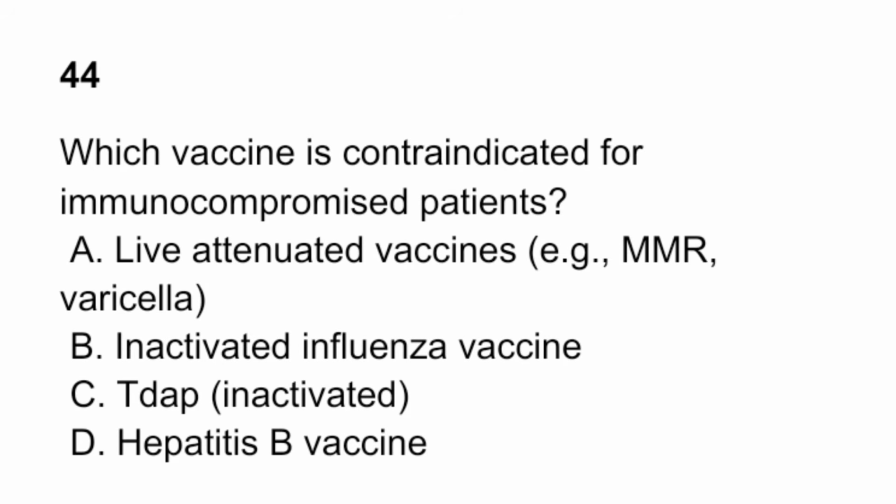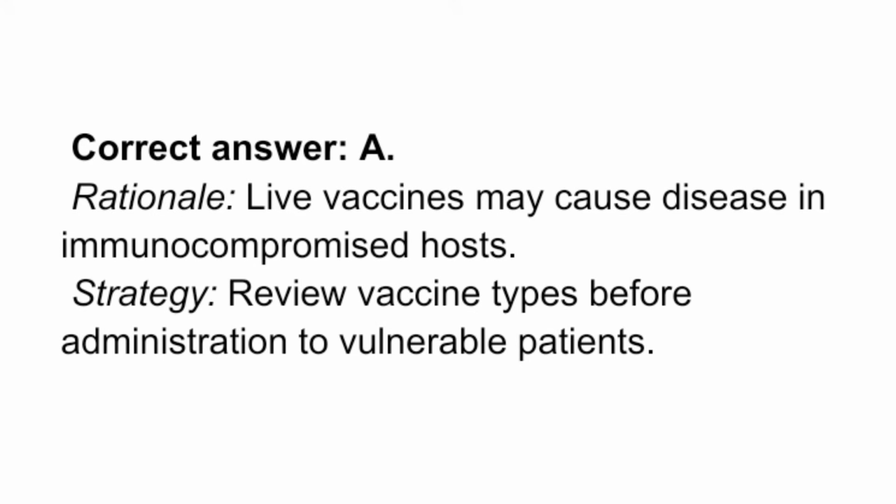44. Which vaccine is contraindicated for immunocompromised patients? A. Live attenuated vaccines, e.g., MMR, varicella. B. Inactivated influenza vaccine. C. Tdap, inactivated. D. Hepatitis B vaccine. Correct answer, A. Rationale, live vaccines may cause disease in immunocompromised hosts. Strategy, review vaccine types before administration to vulnerable patients.